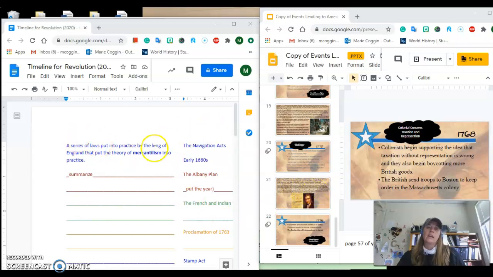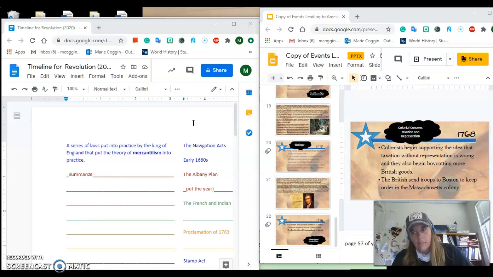So the first thing, I gave you an example. It says the Navigation Acts. These are a series of laws put into practice by the King of England that put the theory of mercantilism into practice. Mercantilism is a system where you want to sell more than you buy, which obviously makes sense. So the King of England was in the system of selling more than he bought, so he would buy from the colonists at a really low price. He wouldn't pay them very much, and then he would sell them back a finalized good at a high price.